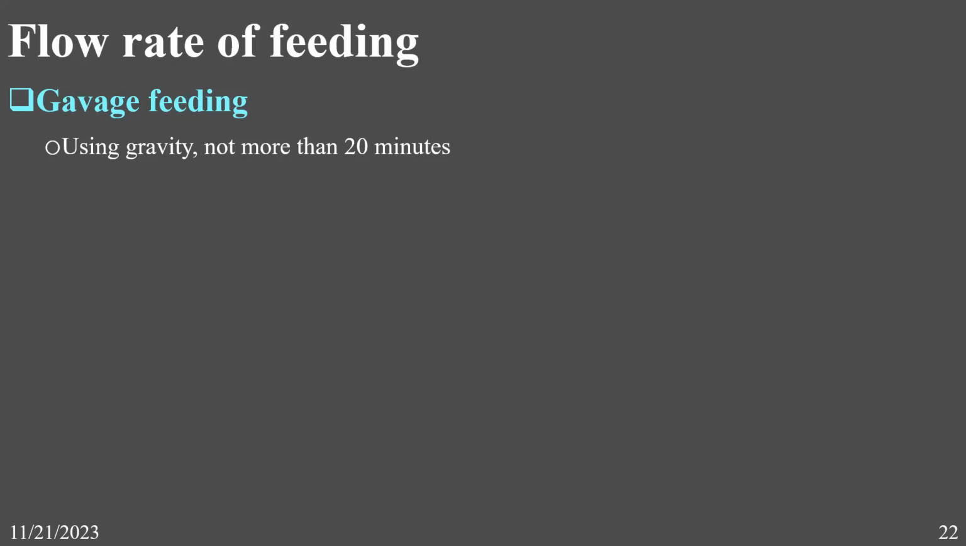So if you have 10 ml, you cannot give it in less than 10 minutes. But you cannot exceed. So if you have 25 ml, you have to give it in 20 minutes. If you have 20 ml, you give it in 20 minutes. If you have 19, you give it in 19 minutes. If you have 10, you give it in 10 minutes. But if you have 9, you give it in 10 minutes. You cannot give it in less than 10, but not more than 20. Clear?